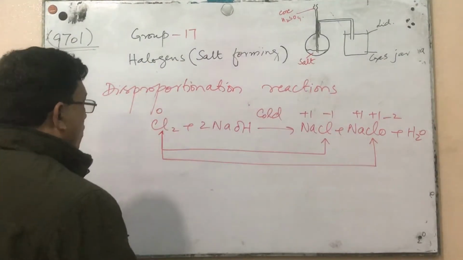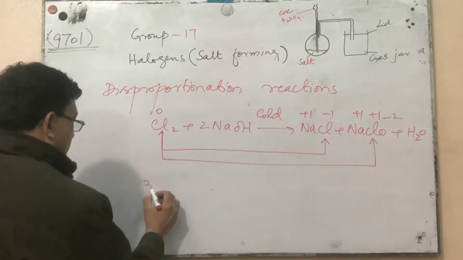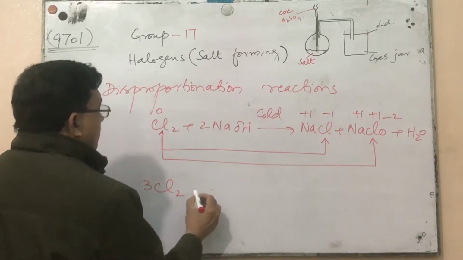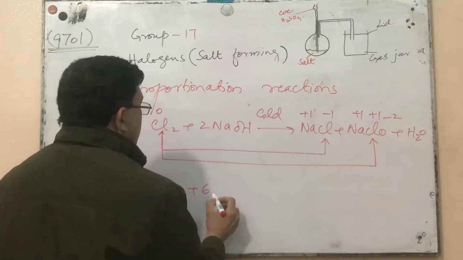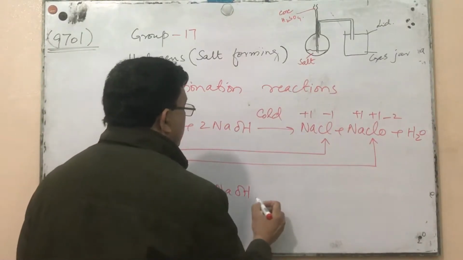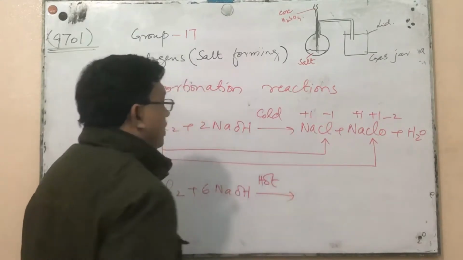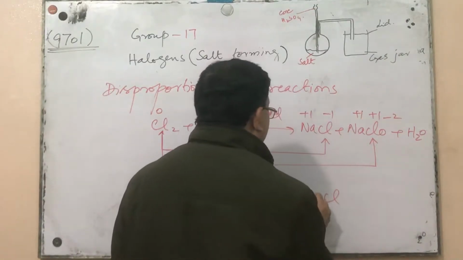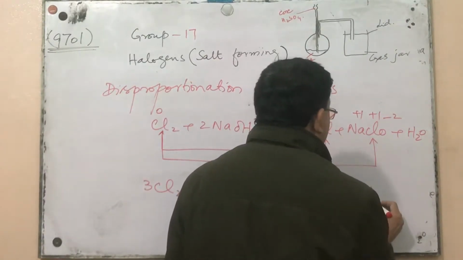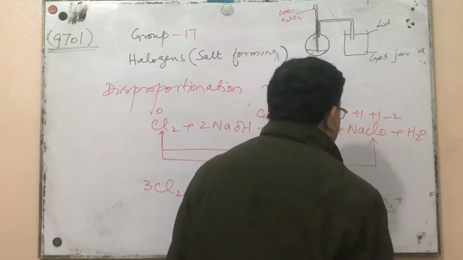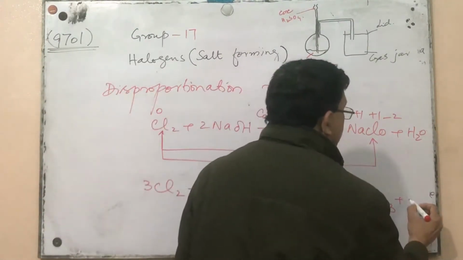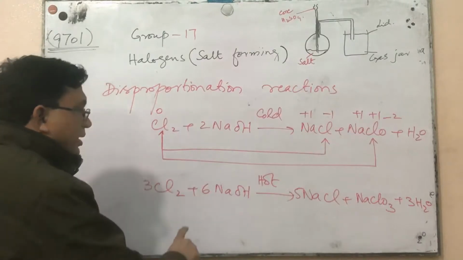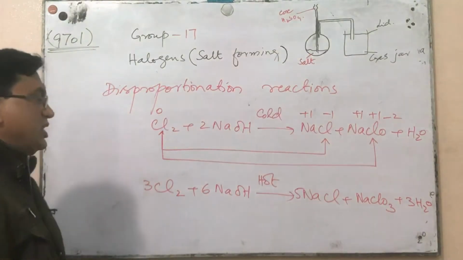But in case of hot condition, 3 molecules of chlorine react with 6 molecules of NaOH, producing 5 NaCl plus NaClO3 plus 3H2O. Again, at a higher temperature, the oxidation state changes.